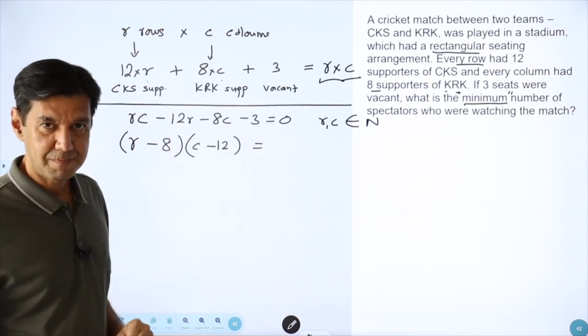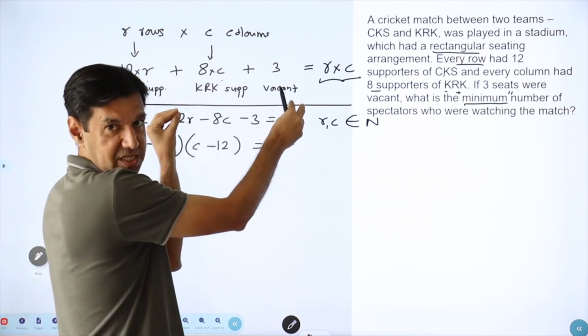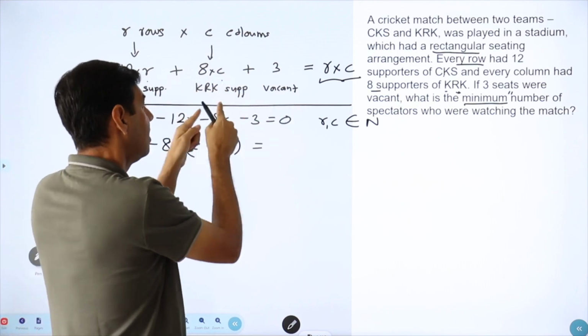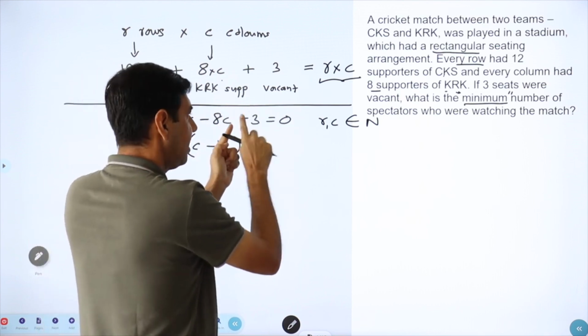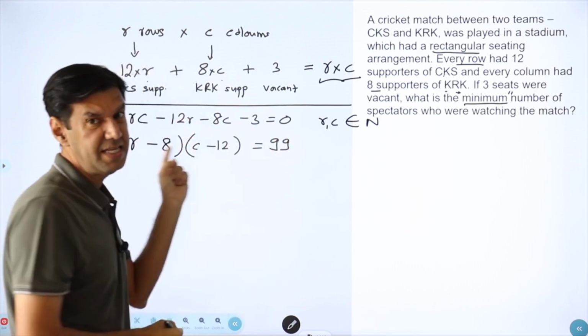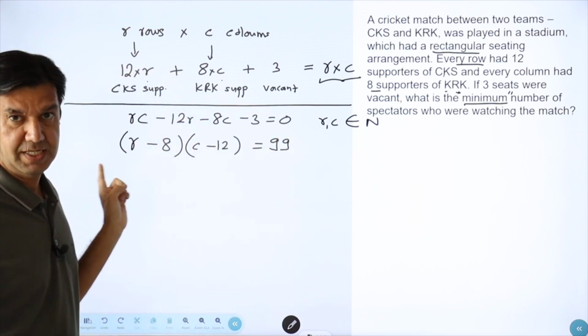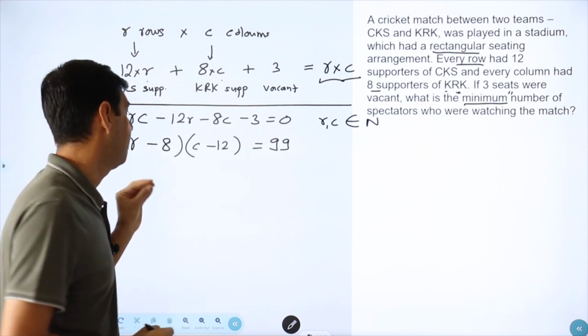I don't have a plus 96, so put in a plus 96 on both sides. That plus 96 comes here. There's a 96 here, the 3 goes over there and it becomes a 99. This step, do it yourself, students, right? So this is one part, and this can be done so fast as I did.